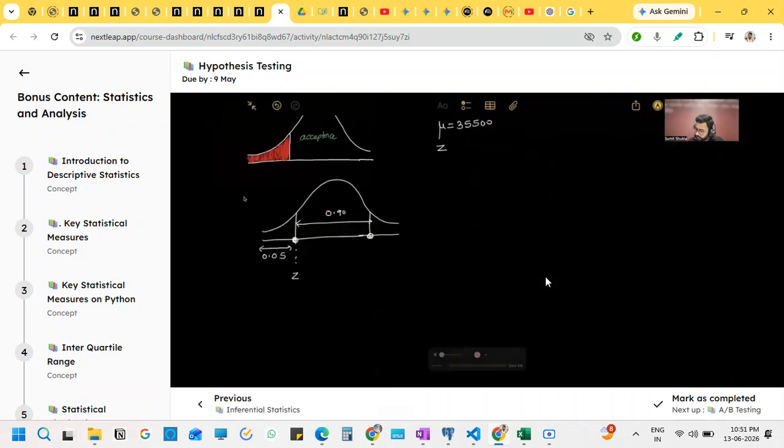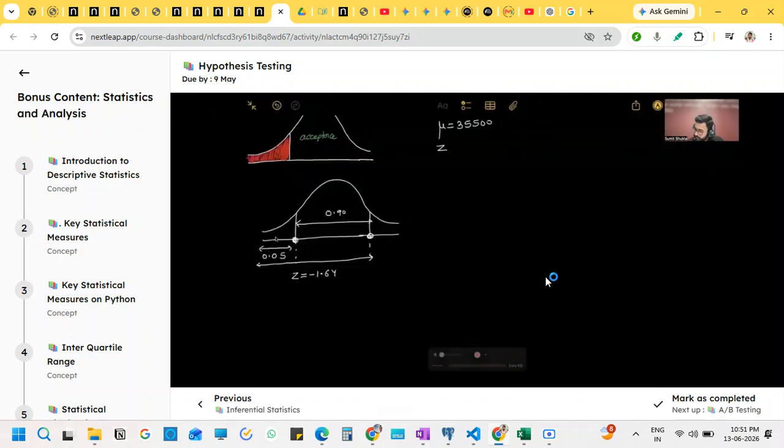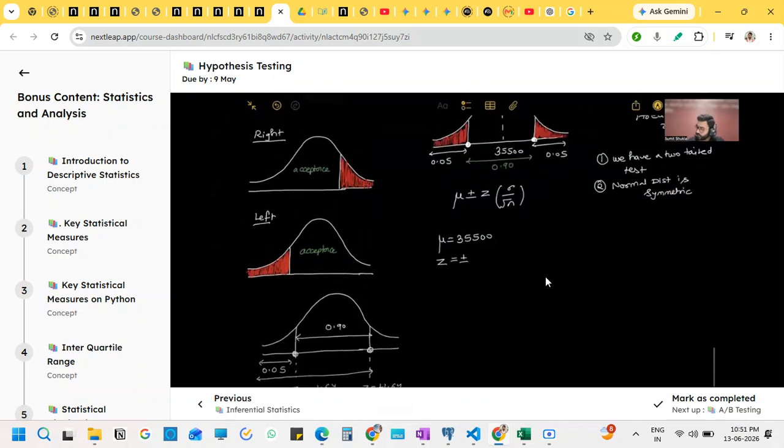So here the z value is minus 1.64. Now what about here? For here, I need to consider the area from here all the way up to here. So it is 0.90 plus 0.05, so it is 0.95. Let's change it to 0.95 and I'll get the same answer, but plus 1.64. So here the z value is plus 1.64. My z value in short is plus minus 1.64.